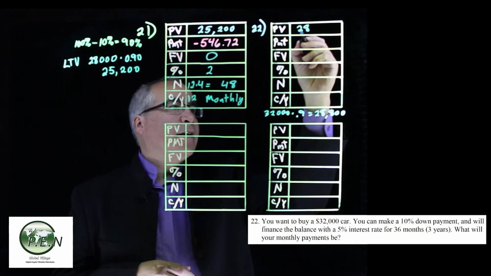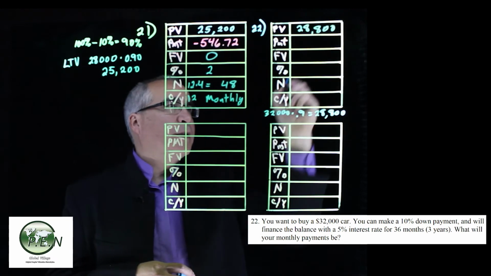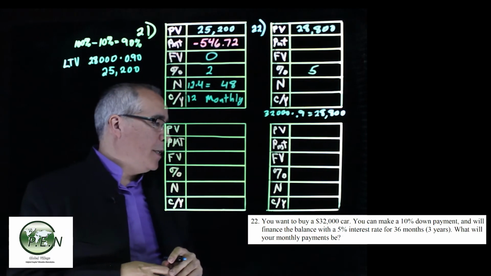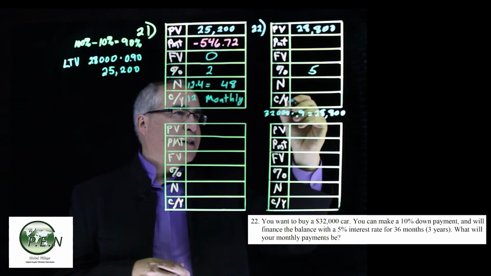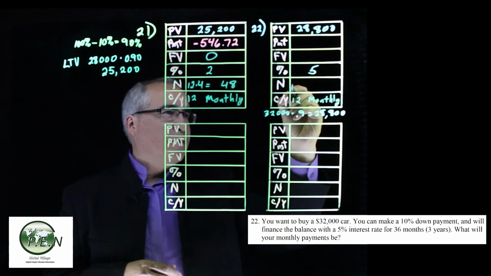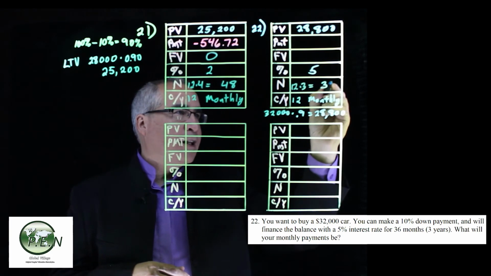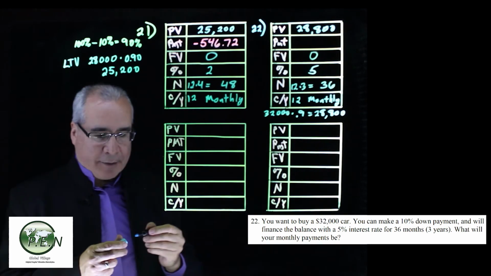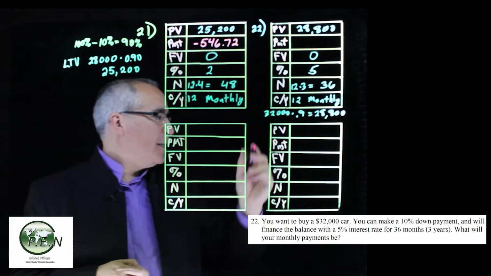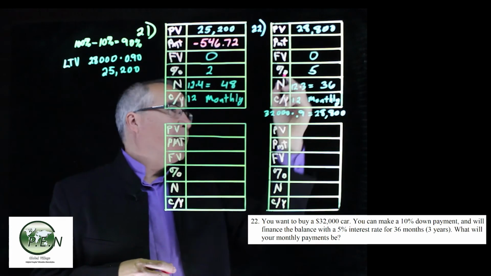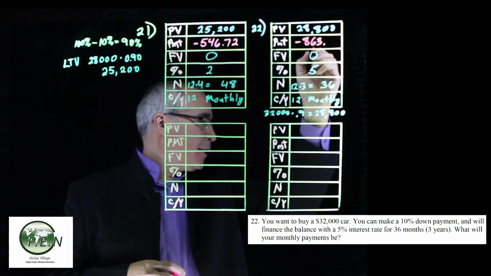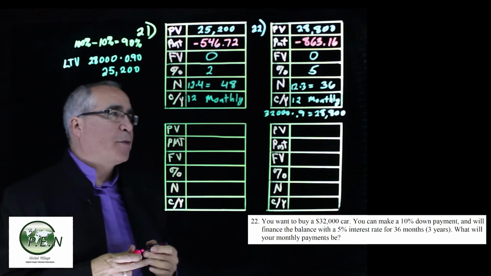So $28,800 is what we need to borrow. The details here: they give us a 5% interest rate for 3 years, monthly. So this is monthly times 3, but they already gave us that. That was 36. Future value, we're going to get it paid off, so it has to be 0. Click on the payment button, and it comes up with $863.16. So that's the monthly payment we're going to make.